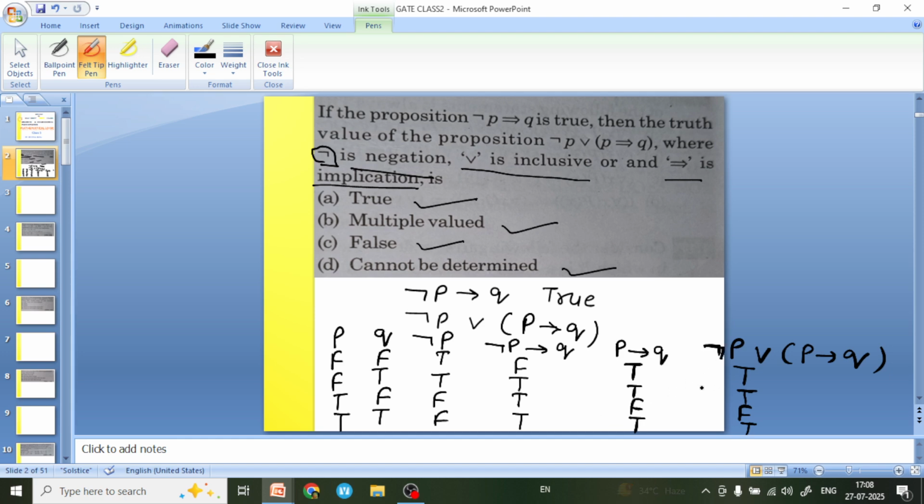You can see here, this is the result of not P implies Q: false, true, true, true, and this is the result of this. Now you can see here the answers are different, so that's why we can say it cannot be determined.